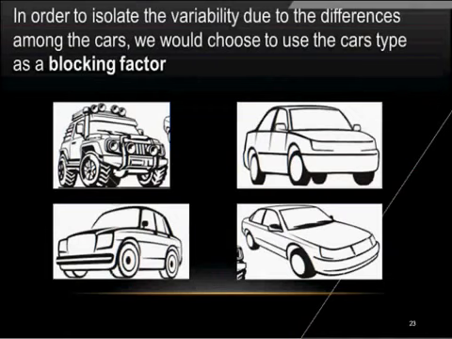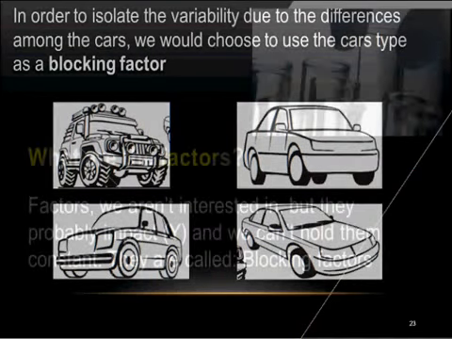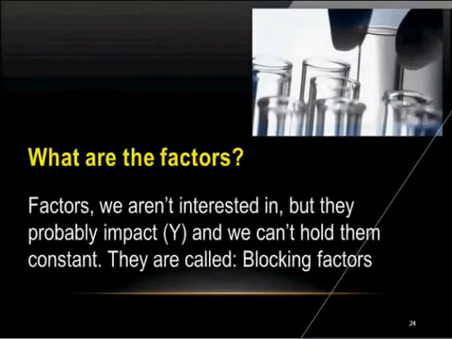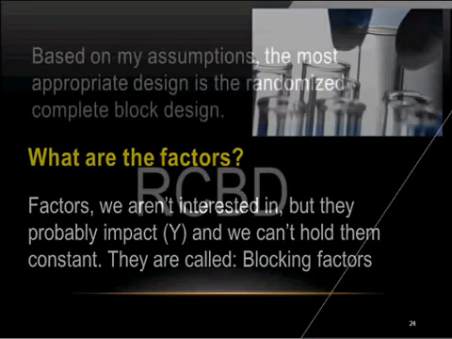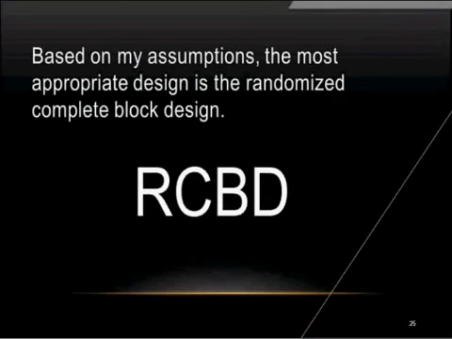In order to isolate the variability due to the differences among cars, we would choose to use car types as a blocking factor. And that takes me back to the very first definition we looked at today that said that there are some factors that probably impact the response, but we, for some reason, cannot hold them constant. We cannot have all 100 hammers for our experiment. Therefore, we would block them. We would use a car type as a blocking factor in our design. So based on my assumptions, the most appropriate design is randomized block design, which is also called RCBD.